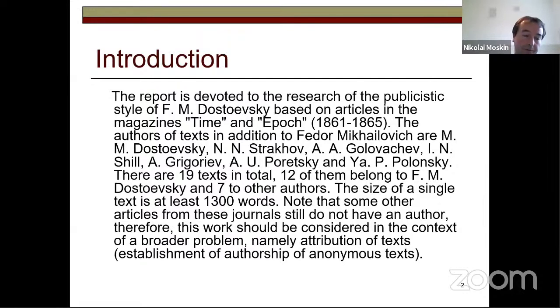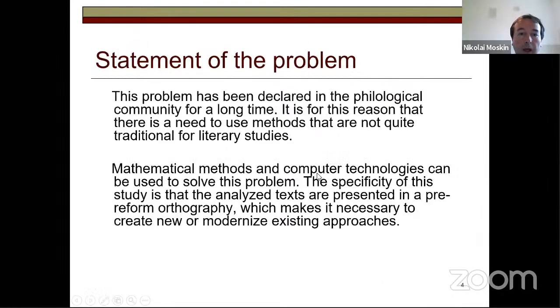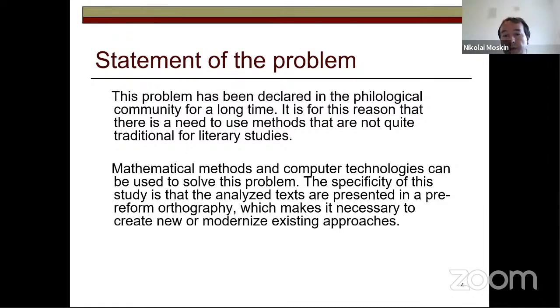Maybe Alexander can add more about this. Establishment of authorship of an anonymous text. You can see source texts, Dostoevsky, Grigoriev. This is a fragment of the table. You can see code, journal, year, and so on. This problem has been declared in the philological community for a long time. It is really a fundamental problem, for the reason that there is a need to use methods that are not quite traditional for literary studies. Mathematical methods and computer technologies can be used to solve this problem.